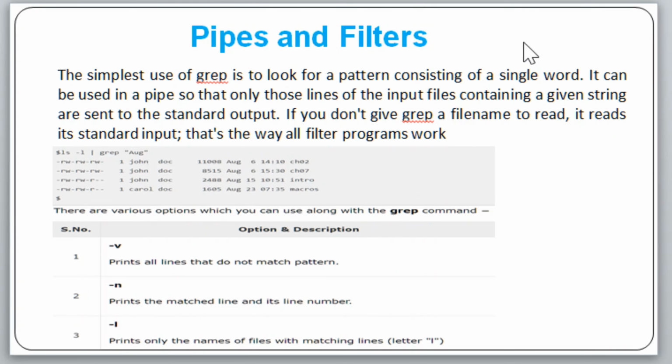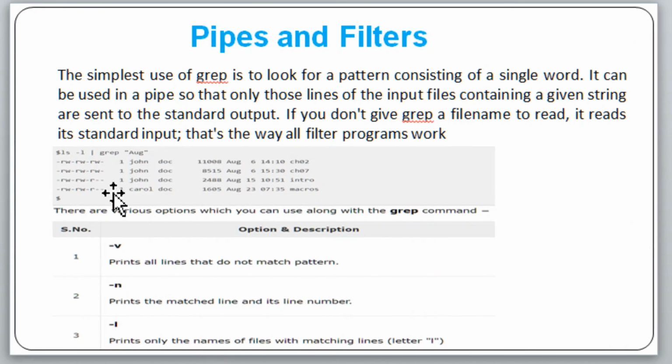The simplest use of grep is to look for a pattern consisting of a single word. It can be used in a pipe so that only those lines of the input files containing a given string are sent to the standard output. If you don't give grep a file name to read, it reads its standard input. That's the way all filter programs work. Okay? So in this example here, we have ls -l space pipe space grep space and then quotation marks Aug for August. So it's going to take the output from ls -l, send it into this command grep, and search for all things that have the word August in it, Aug, and it's going to send you back what it finds.